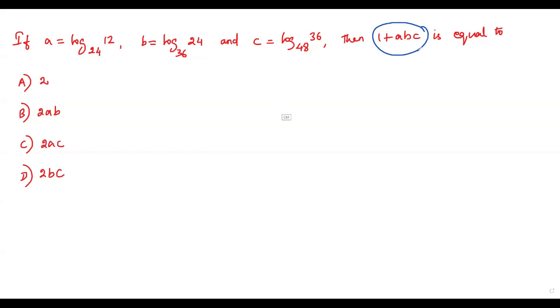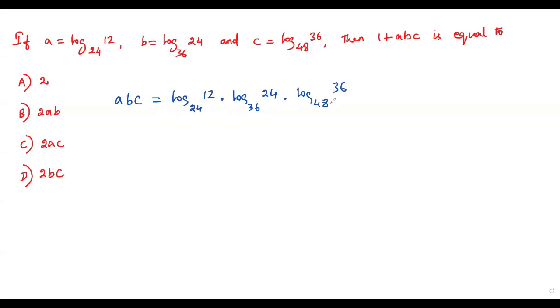Okay, now first let me evaluate this product, that is a times b times c. Let me write the stuff over here, a times b times c. For a, we know that it is log base 24 of 12. Let me plug in this for a. And for b, we have log base 36 of 24. And for c, we have this stuff. Let me plug in this one for c over here. Then I'm getting log base 48 of 36.